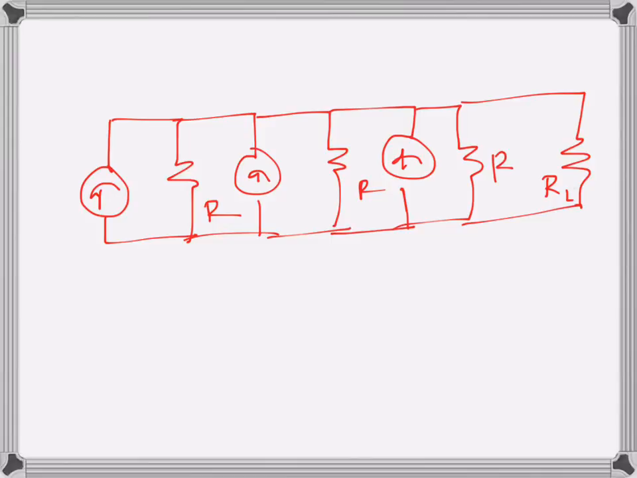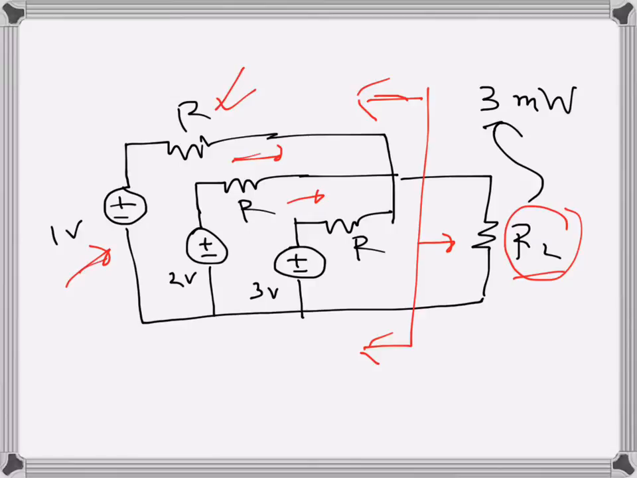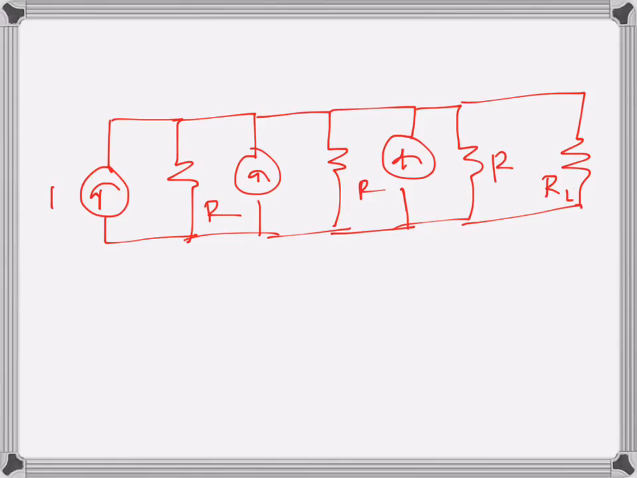The current sources will be the voltage source divided by the resistance. So this is 1 volt divided by R. This one will be 2 because it was 2 volts divided by R, and this one will be 3 divided by R. Now the current sources are in the same direction, so we can just add them up, and also find the parallel combination of the resistances. If I add up the current sources, we will have just one current source and one parallel resistance.